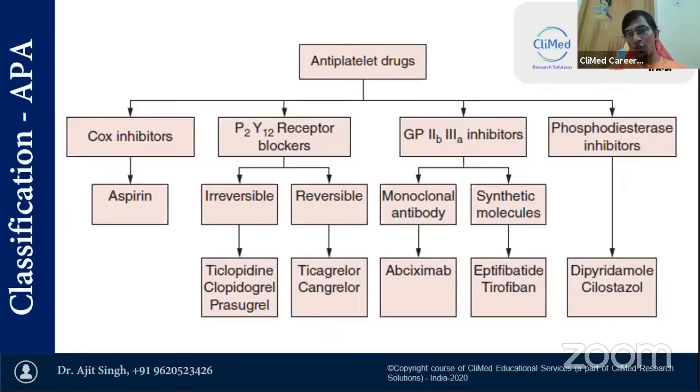So these ADP antagonists just stop the conversion of ADP into ATP, right? Or AMP into ADP.